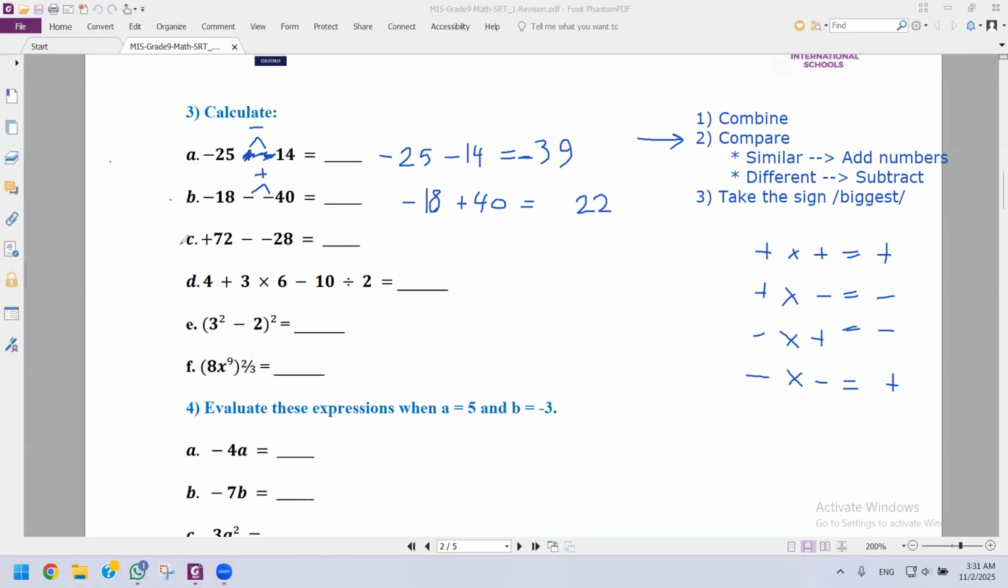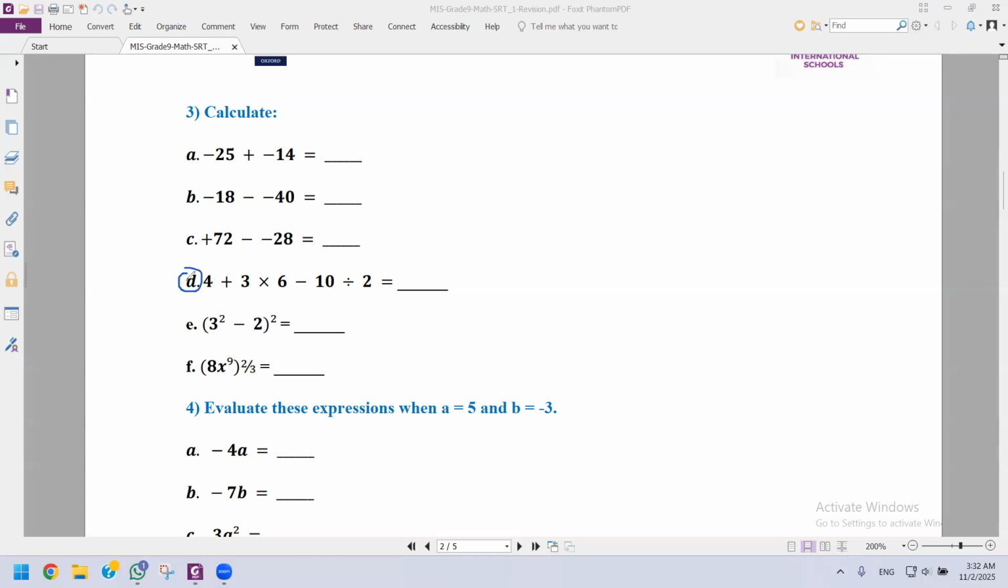Next, minus minus is a plus. So what do I have? Plus 72, plus 28. Both of them similar, so same sign, similar. So we add the numbers, 28 and 72, 100. Take the sign of 72, it's a plus, positive. Okay, now let me erase them.